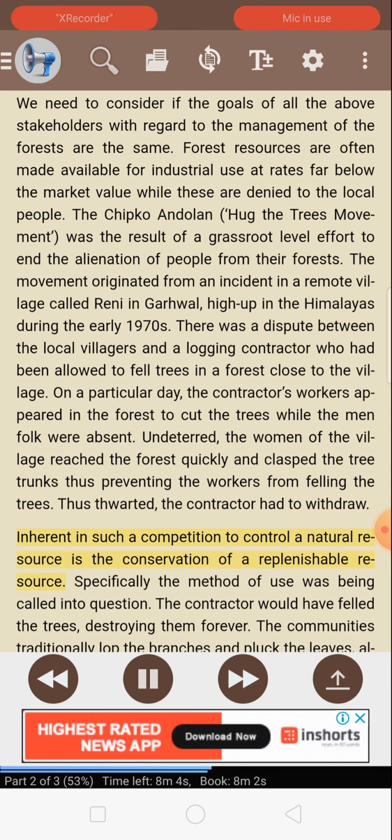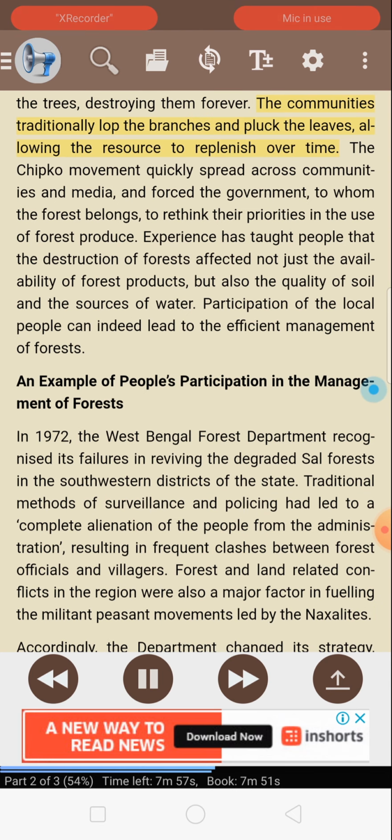Inherent in such a competition to control a natural resource is the conservation of a replenishable resource. Specifically, the method of use was being called into question. The contractor would have felled the trees, destroying them forever. The communities traditionally lopped the branches and plucked the leaves, allowing the resource to replenish over time. The Chipko movement quickly spread across communities and media and forced the government, to whom the forest belongs, to rethink the priorities in the use of forest produce.